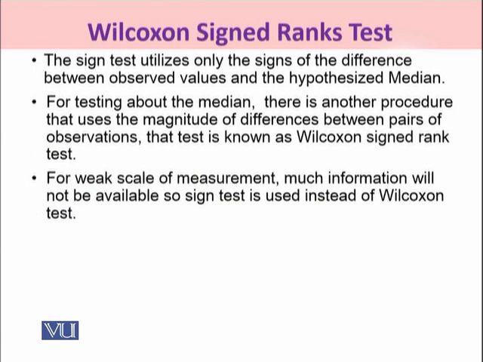The sign test utilizes only the signs of the differences between the observed values and the hypothesized median. For testing about the median, the Wilcoxon signed rank test takes into account the magnitude of the differences between the pair of observations. So the Wilcoxon signed rank test is more powerful, it is stronger as compared to the sign test. So for weak scale of measurements, much information is not available.